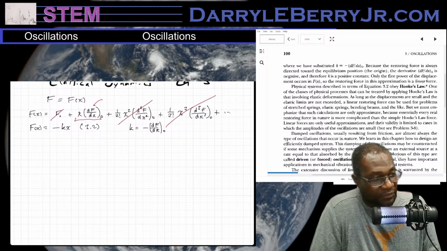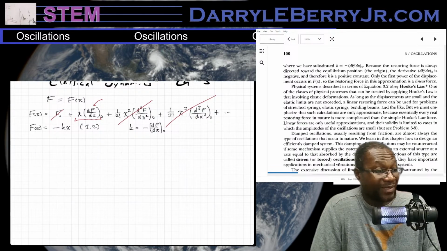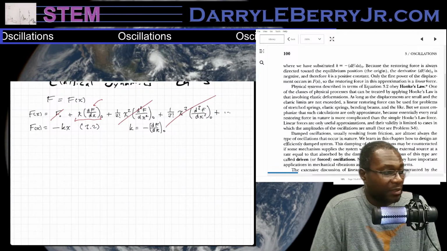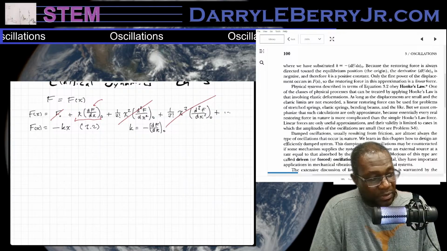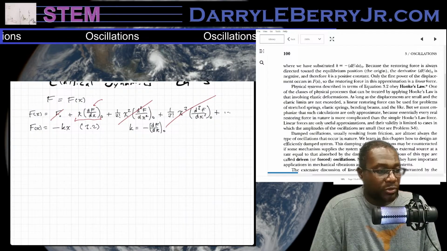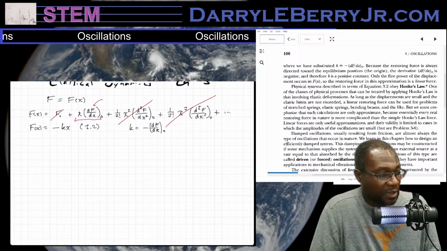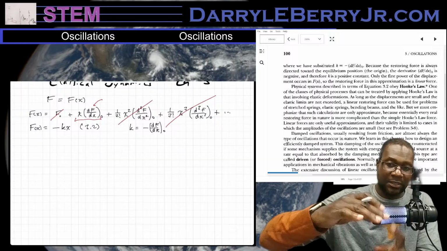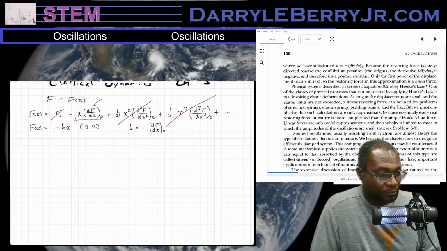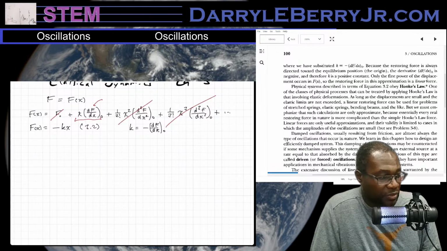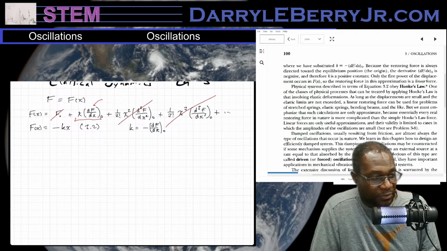Physical systems described in terms of equation 3.2 obey Hooke's law. One of the classes of physical processes that can be treated by applying Hooke's law is that involving elastic deformations. As long as the displacements are small and the elastic limits are not exceeded, like the spring is not bent permanently, a linear restoring force can be used for problems of stretched springs, elastic springs, bending beams, and the like. Like, for instance, a beam that's flat and made to vibrate up and down. But we must emphasize that such calculations are only approximate because essentially every real restoring force in nature is more complicated than the simple Hooke's law force.